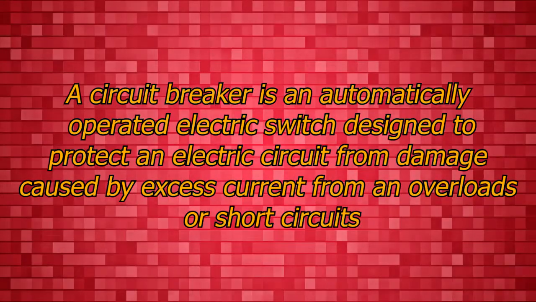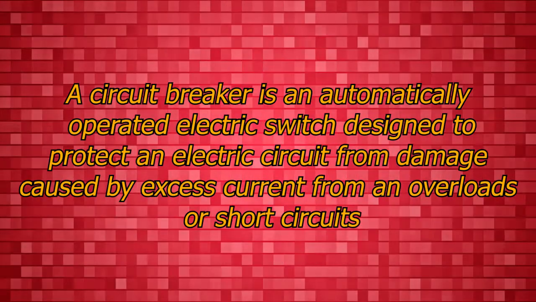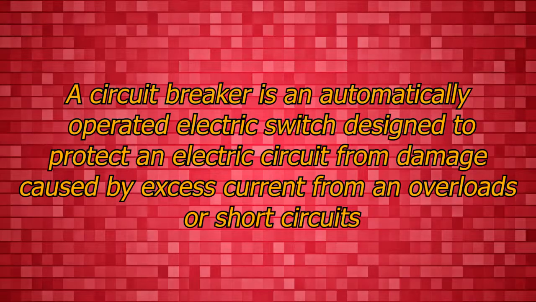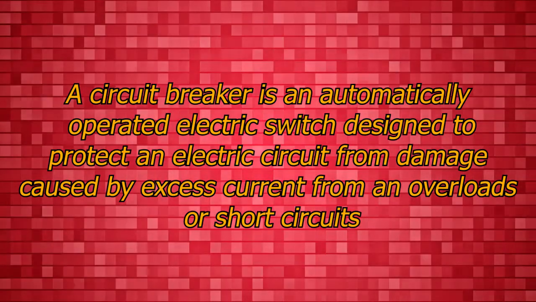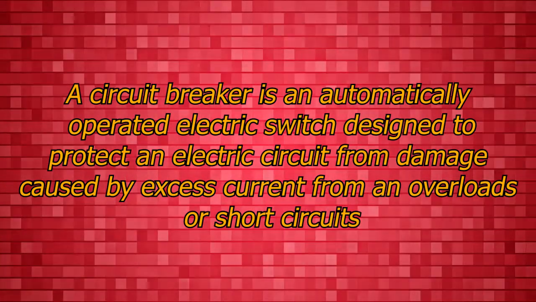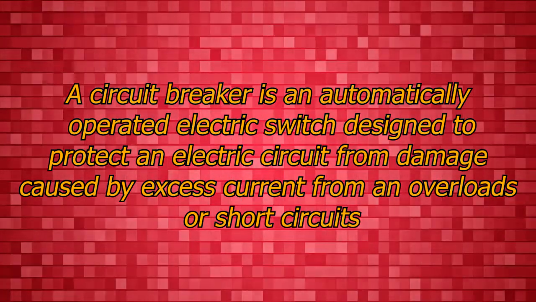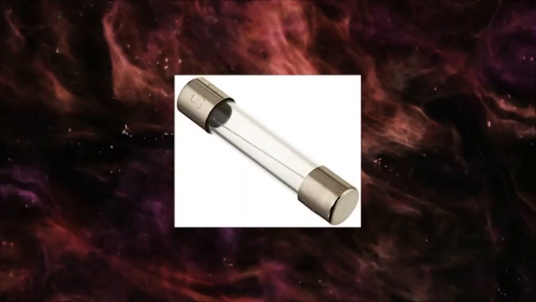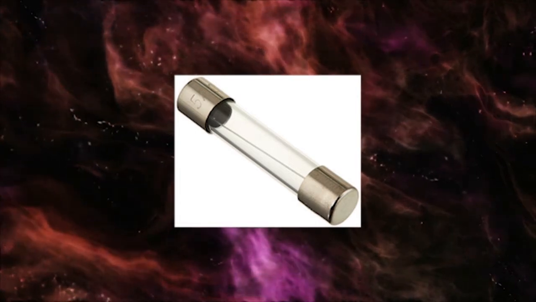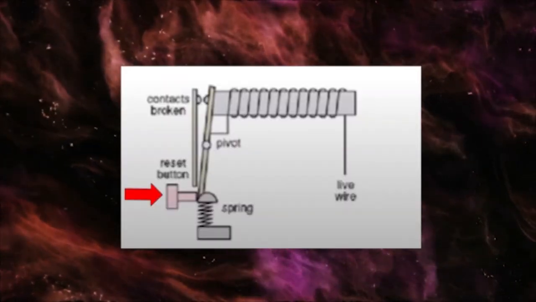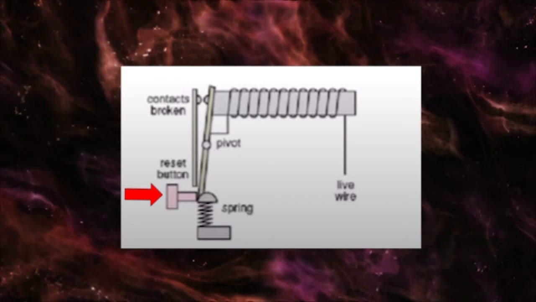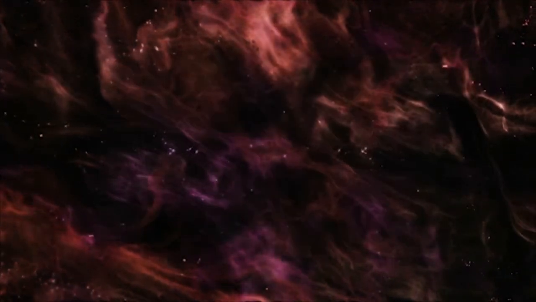A circuit breaker is an automatically operated electric switch designed to protect an electric circuit from damage caused by excess current from an overload or short circuits. Unlike a fuse, a circuit breaker can be reset either manually or automatically to resume normal operation.